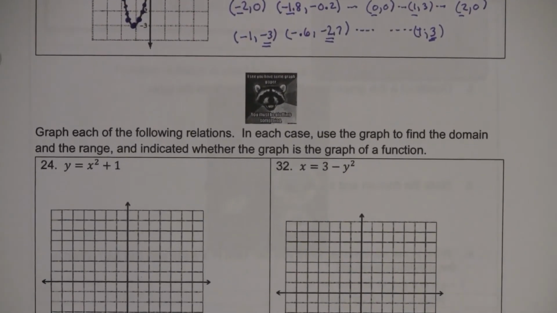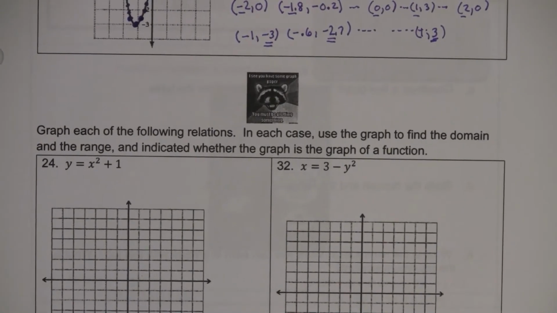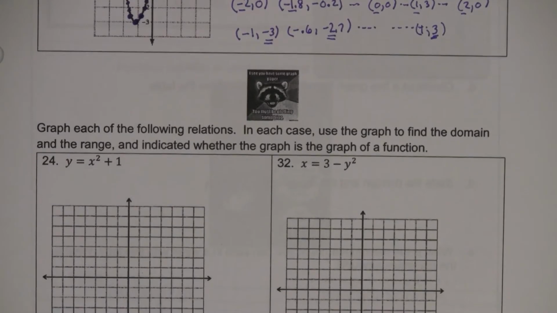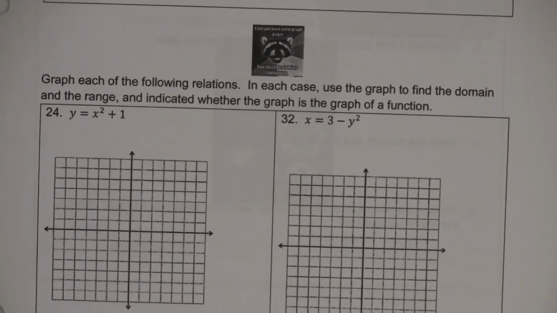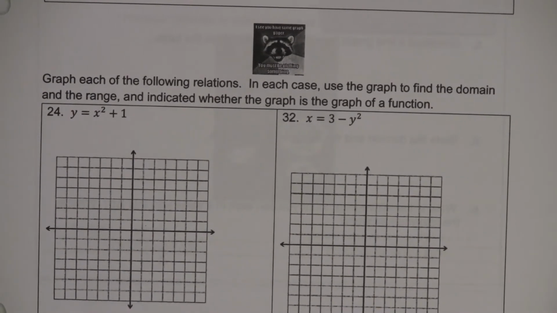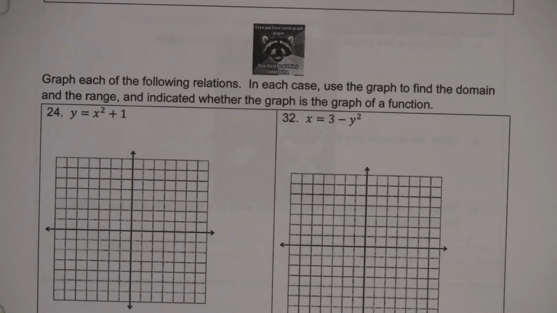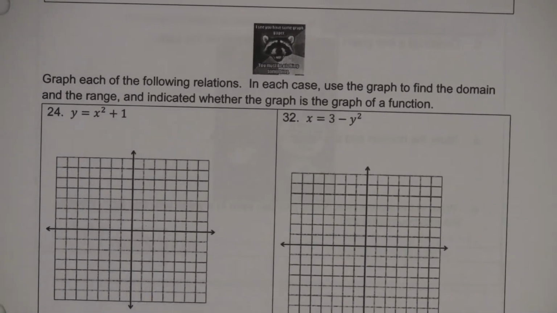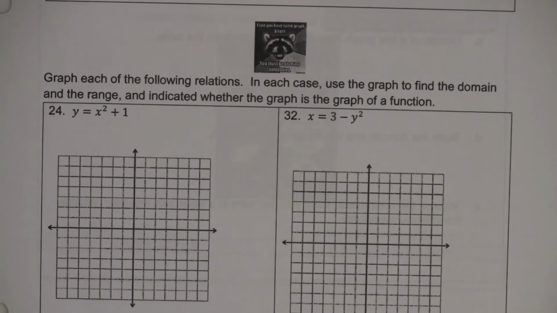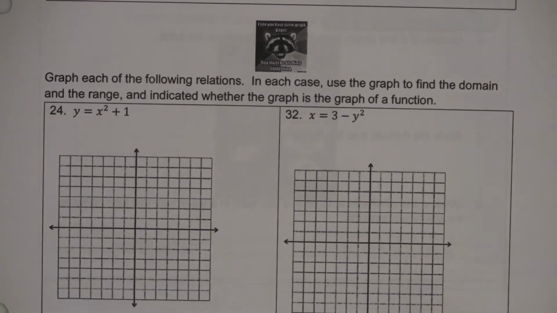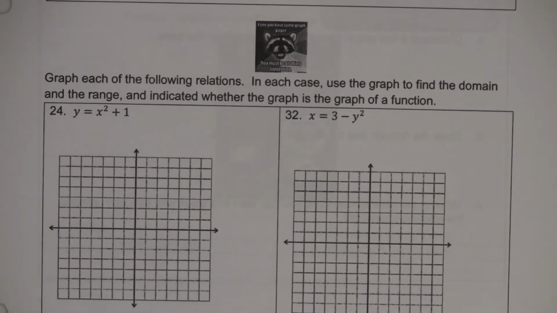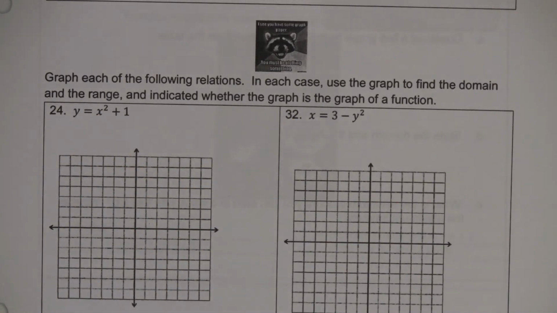So now I want to graph these two things. This is number 24, and I'm going to give a graph to these things, and they asked me to say the domain and the range. So they're now letting me look at a relation or a function. Both of these are relations, and one of them may be a function, both of them may be a function, we're going to see.